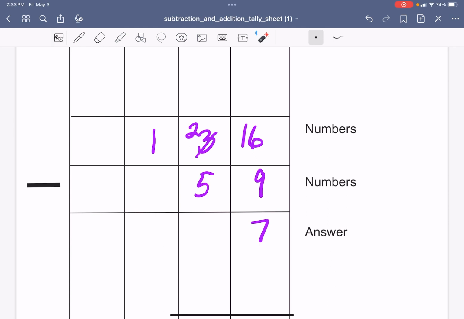2 minus 5 we can't do. We're going to borrow from the 1. The 1's going to become 0. Add the 1 we borrowed. So the 2 becomes 12. 12 minus 5 is 7. So our answer is 77.